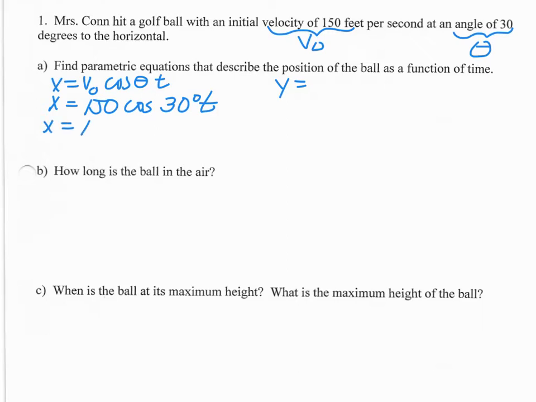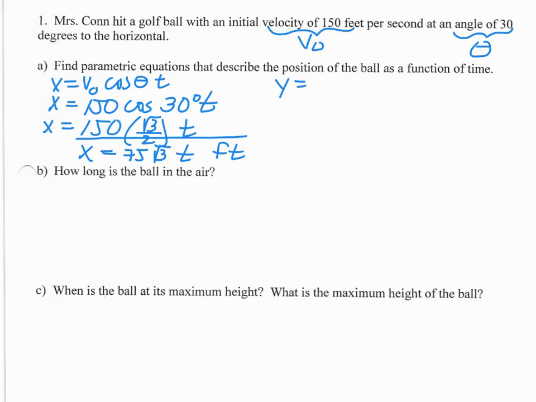Okay, then a little cleaning up here. I would prefer roots instead of decimals, so you do have to go back to your 30-60-90s. Cosine 30 is root 3 over 2, and then t. And then one more cleanup: 150 over 2 is 75. So x equals 75 root 3 t. And all of these are in feet, so that's the x direction.